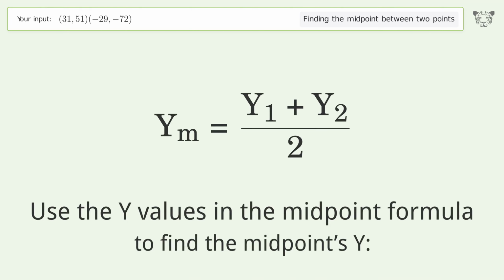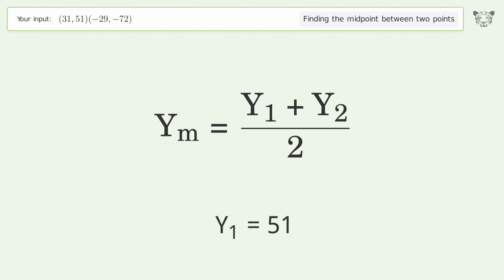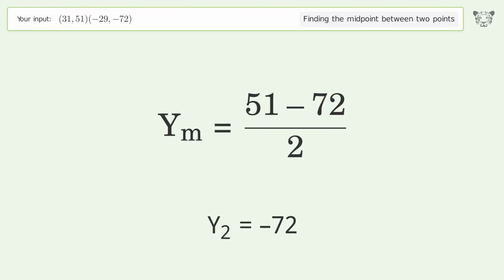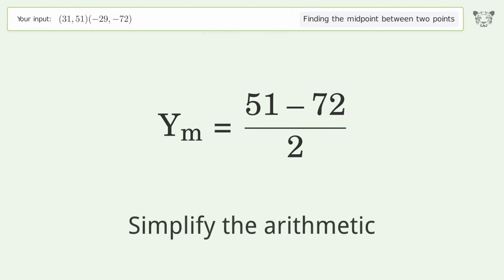Use the y values in the midpoint formula to find the midpoints y. y1 equals 51. y2 equals -72. Simplify the arithmetic.